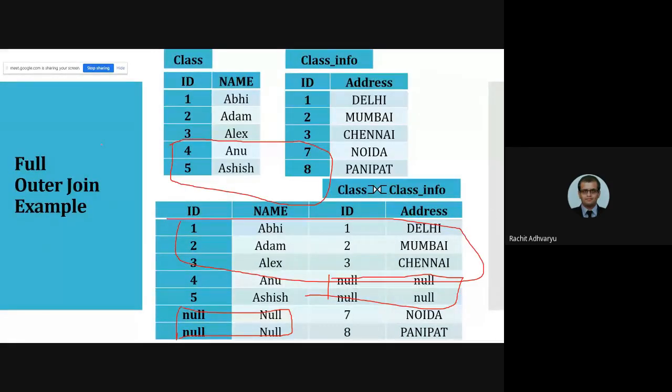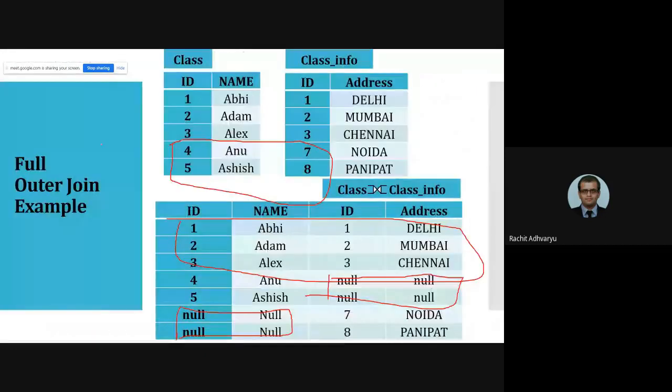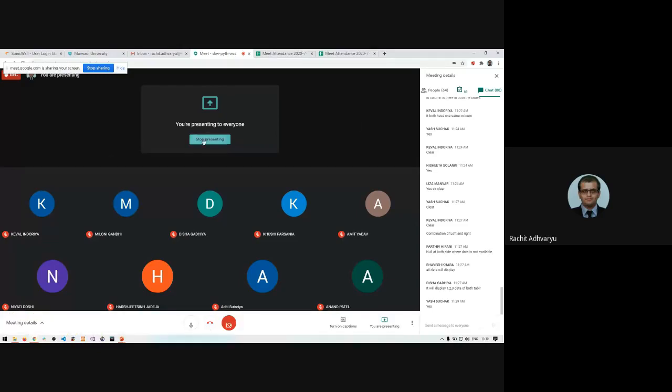Is this clear, everyone? Any doubts in full outer join? Any doubts, students? Anyone? Any doubts? Anyone can raise it right now. Any doubts in full outer join, or in left outer join or right outer join?